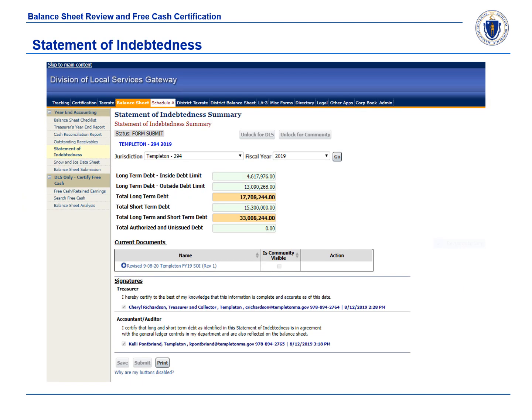The statement of indebtedness is located in the balance sheet module in Gateway. It must be completed and submitted there. It is completed by the treasurer and accountant. This form completion is a two-step process. The first step is completion of the debt data directly into the Gateway data entry form as shown.